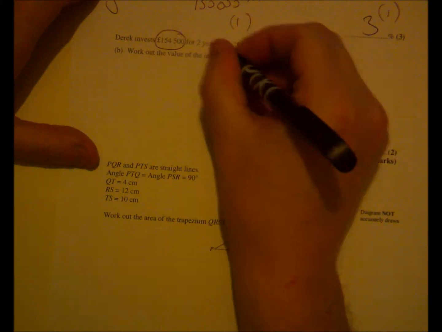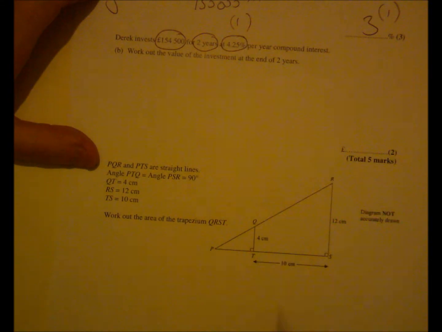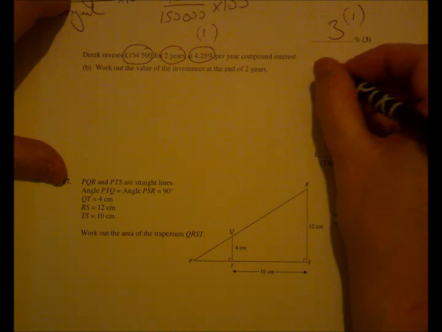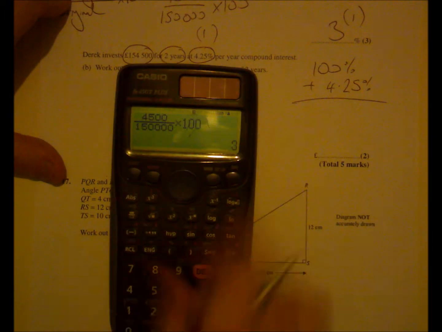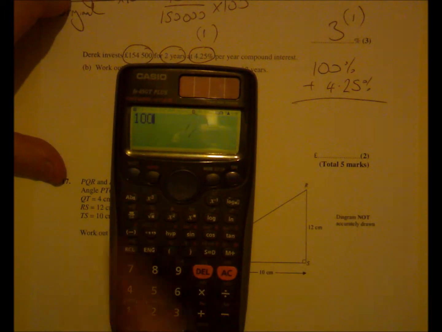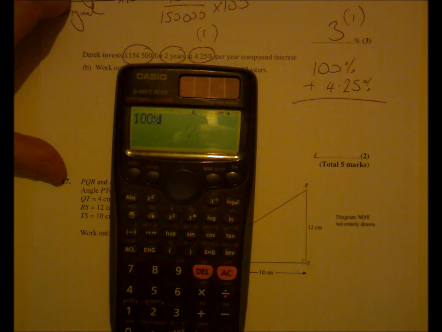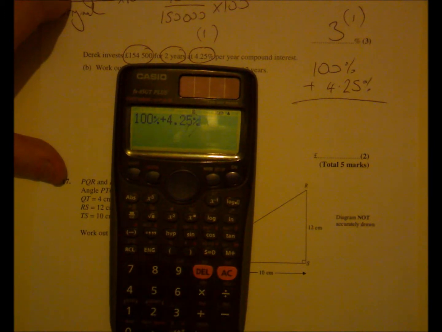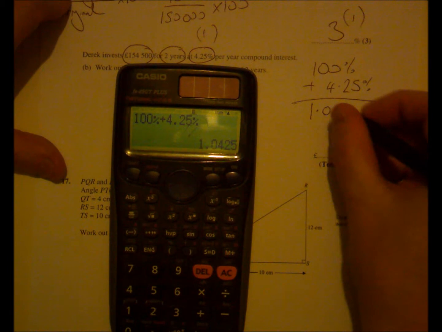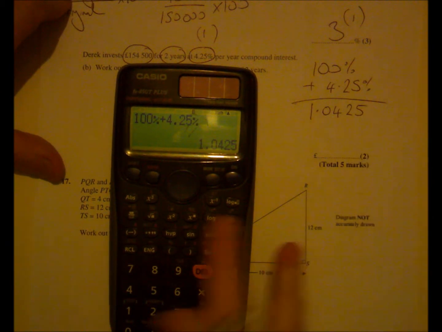We're now going to invest that money for 2 years at the interest rate of 4.25%. Your first job is to find the multiplier, and your calculator will do this for you. If you type in 100, press your shift and open bracket key on the Casio calculator to get your percentage. Add on 4.25, again shift and open bracket key to add on the 4.25%. Pressing your SD button, and that generates the multiplier for you.